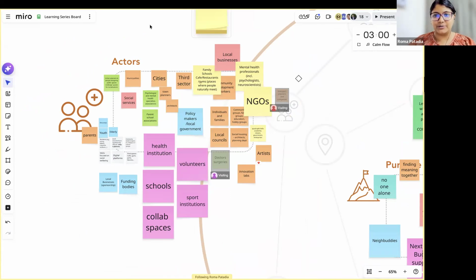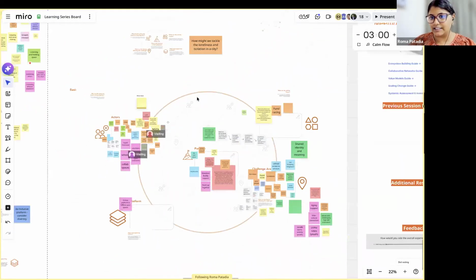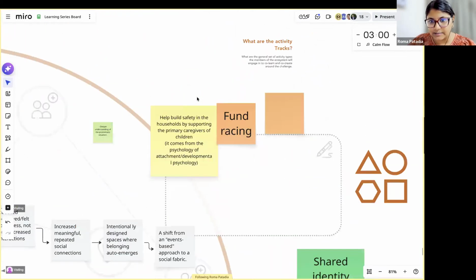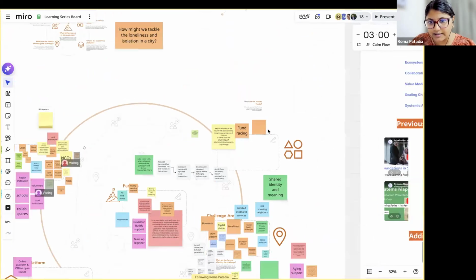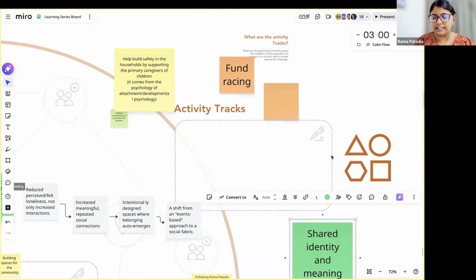Now that we have so many actors, assuming we already have all these actors on board to address the challenge area, let's look at some of the activities that we can do along with them in this activity space. I think it's kind of covered. So for the activity tracks, let's come up with some of the activities, events or projects that you can take up together with them.